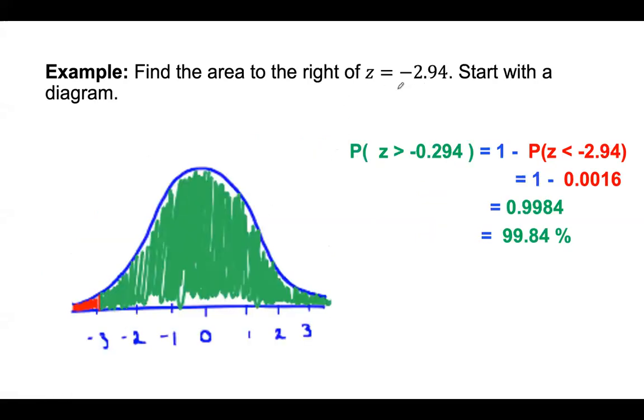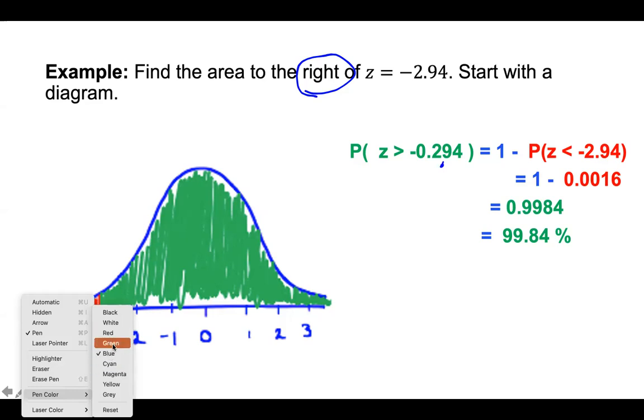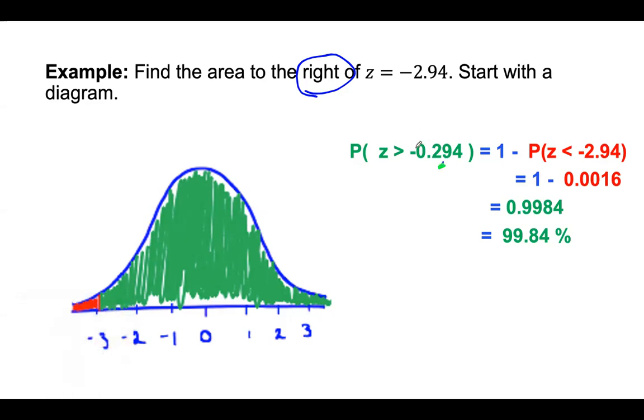Find the area to the right of z equals negative 2.94. So this is a negative one. But notice the word right? So it's to the right. So it's all this area of z being greater than negative 2.94. Whoops, this should be a 2 here, or typo. Let's just correct that.